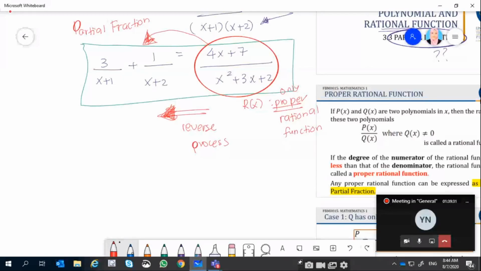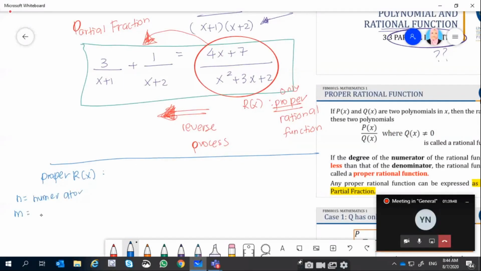So how do we determine whether it is a proper or improper rational function? If n is the highest degree at the numerator and m is the highest degree at the denominator.